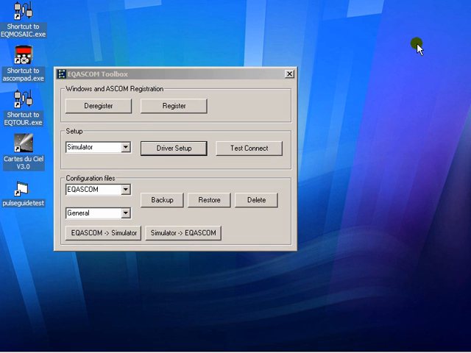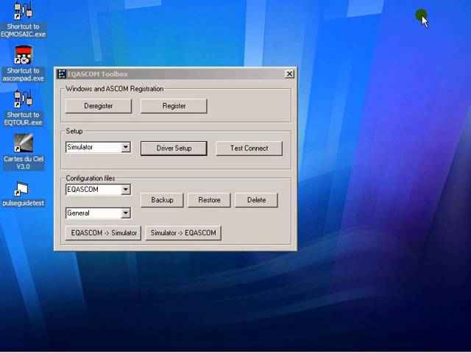In this video tutorial, we're going to look at EQASCOM and Autoguiding. Now, there are two basic ways in which Autoguiding can be accomplished. That's ST4-based guiding and ASCOM pulse guiding.